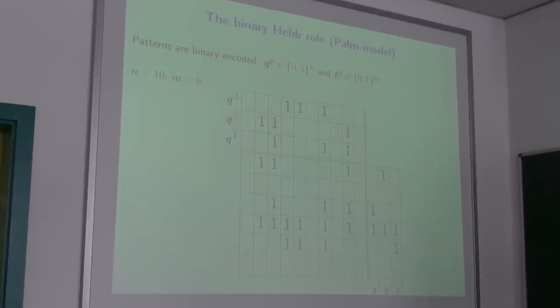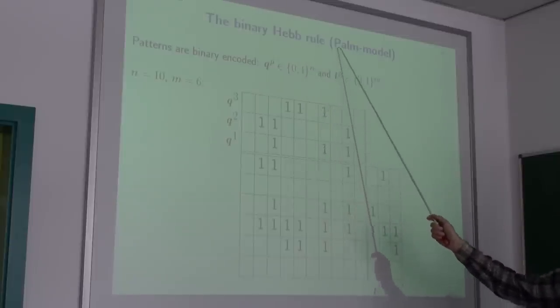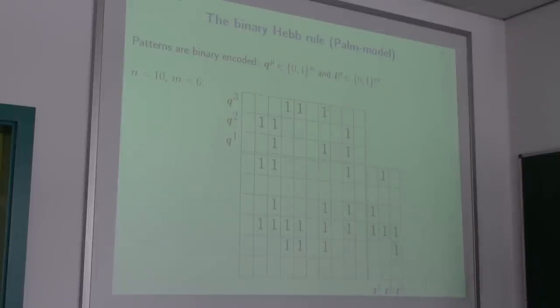Now let's look at a different type of associative memory. It's the so-called binary Hebb rule, or sometimes also called the Palm model of an associative memory or neural network. I present this here. It is not very popular, but it's really nice because it is extremely simple. It is so simple that everybody would think this cannot work, but it does work.